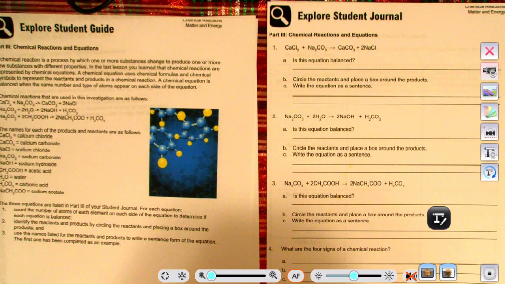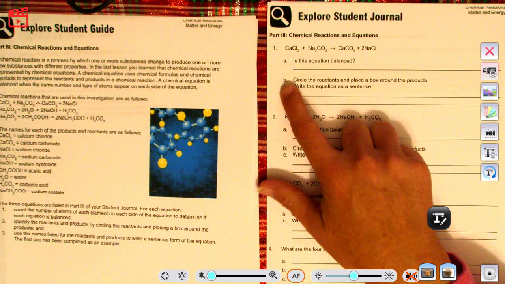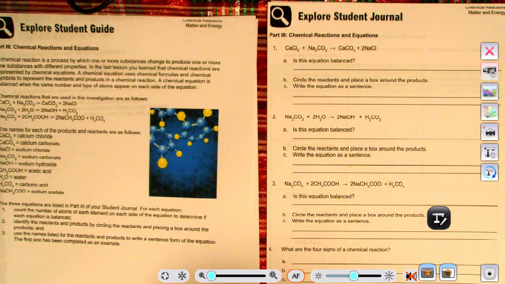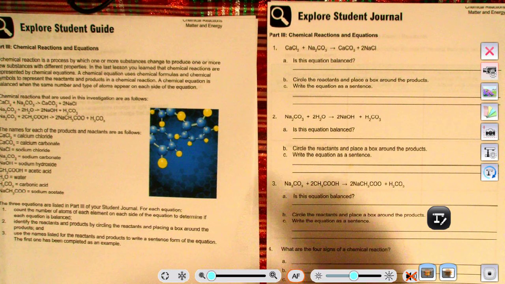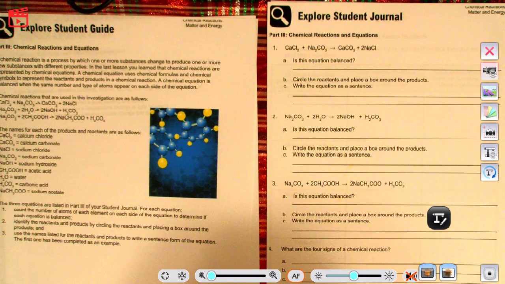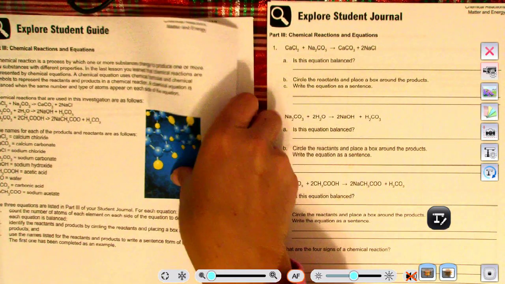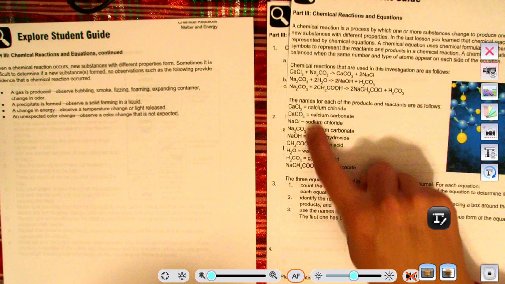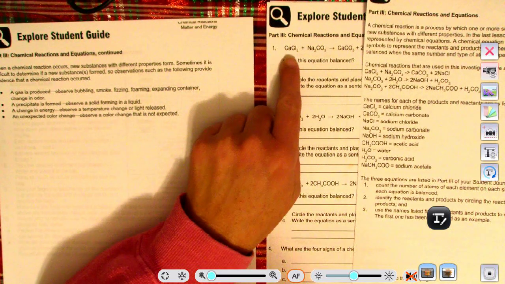Part B, it says circle the reactants and place a box around the products. So you're going to circle the reactant side, box in the product side. All right, and then you're going to write the equation as a sentence. Okay, so in order to do this, you will have to look over here and read what these molecules are. Like CaCl, that's calcium chloride.